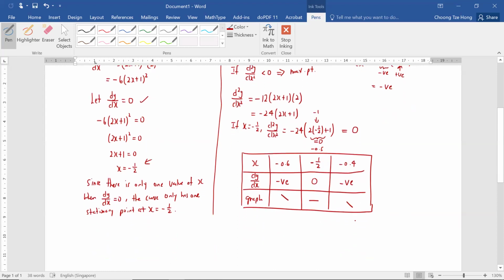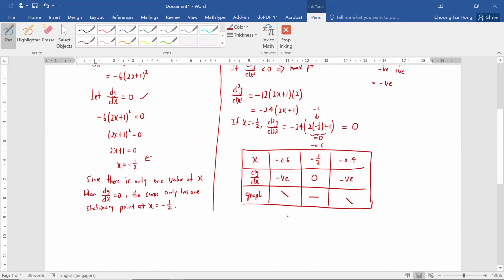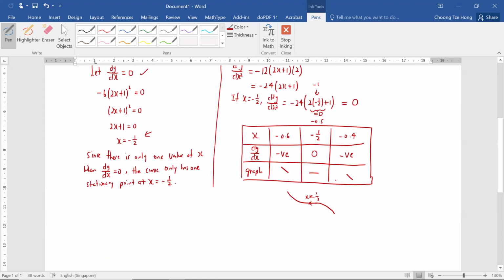So it's definitely going to be a point of inflection already, because it's going to look like this, then flat at x equals -half, and then go back down. So it's neither a maximum point nor a minimum point. How do we explain that it's a point of inflection? All we need to say is that just before the stationary point, x equals -half, the gradient is negative, and after the stationary point, the gradient is still negative. So it's going to be a point of inflection.